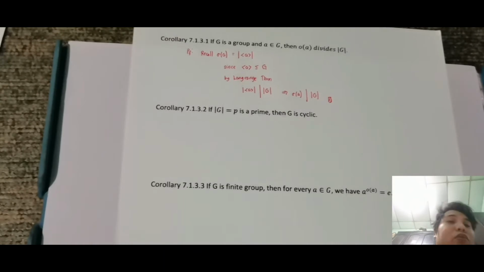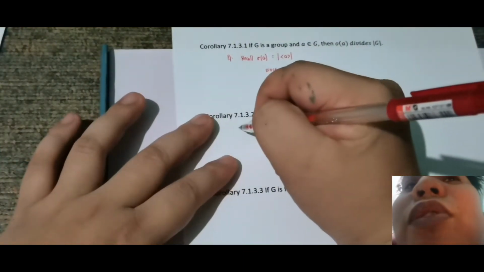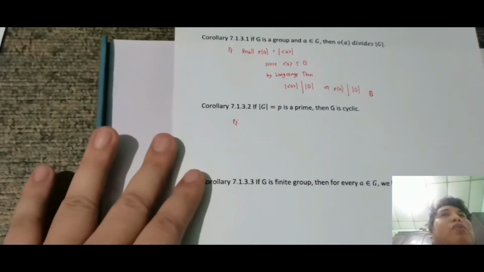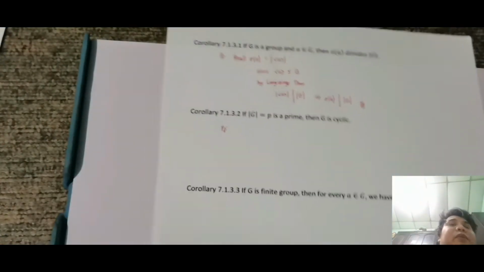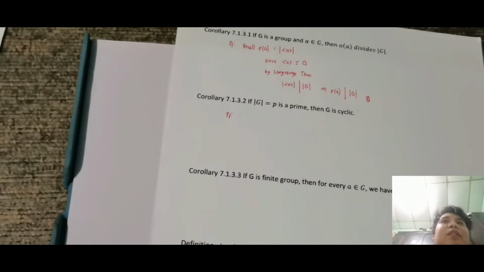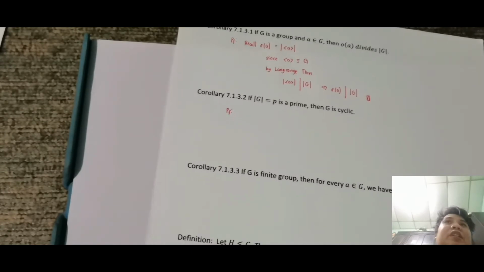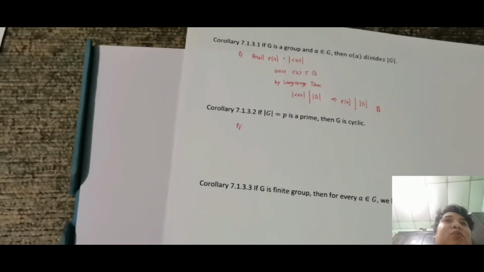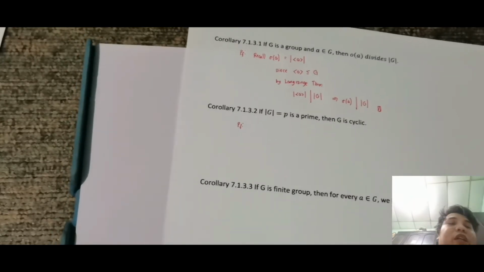Okay, so now let's have corollary 7.1.3.2. So if the order of G is P, a prime, then G is cyclic. So ito naman yung medyo kakaiba, no? So paano natin ipo-prove? Alam niyo man kung ano yung prime. So prime is, sample, 2, 3, 5, 7. So prime number is a number in which the only factor is 1 and itself. So yung pagiging prime, ang factor ko lang is 1, tapos yung sarili ko. So yun yung pagiging prime order.